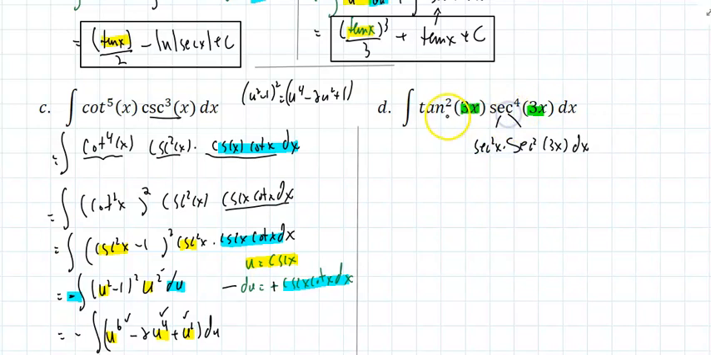That's this piece. And I know already what I'm going to do with tangent. I can't have a tangent in there. Well, tan squared is secant squared of 3x minus 1.